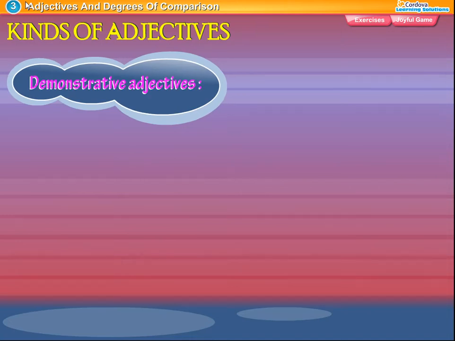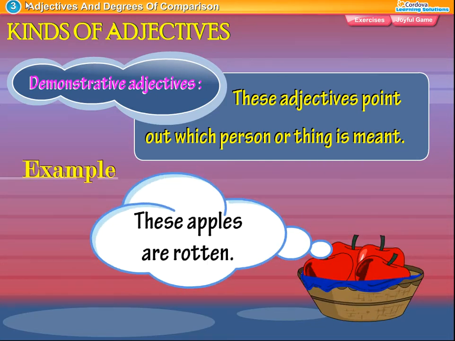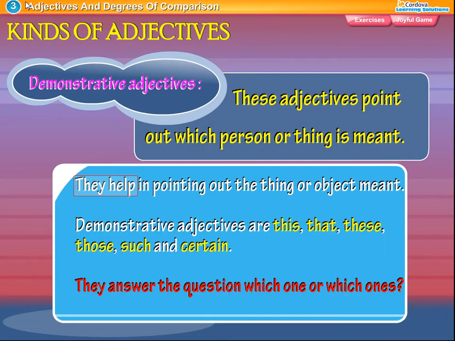Demonstrative adjectives. These adjectives point out which person or thing is meant. Example: these apples are rotten. They help in pointing out the thing or object meant. Demonstrative adjectives are this, that, these, those, such, and certain. They answer the question, which one or which ones.